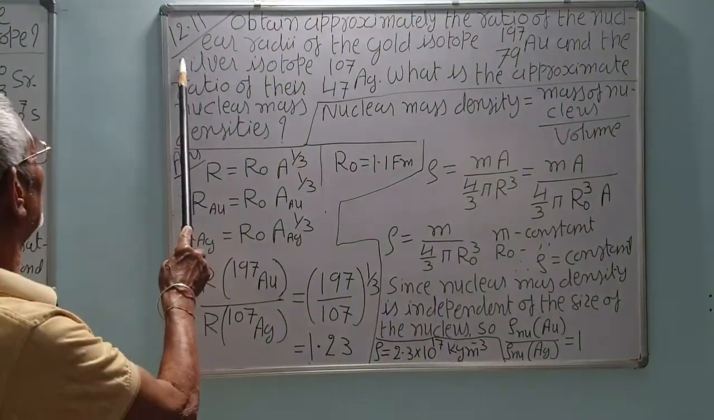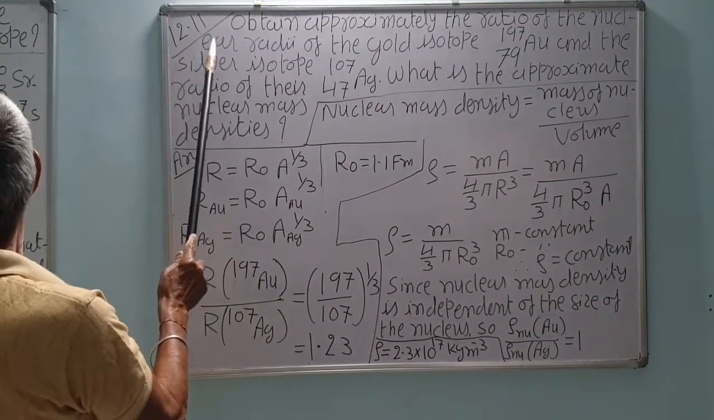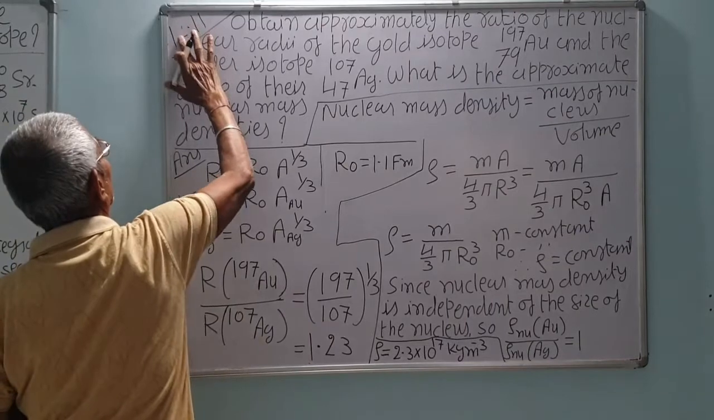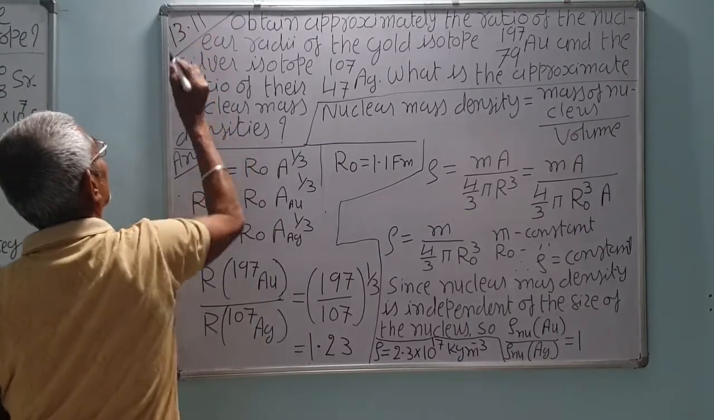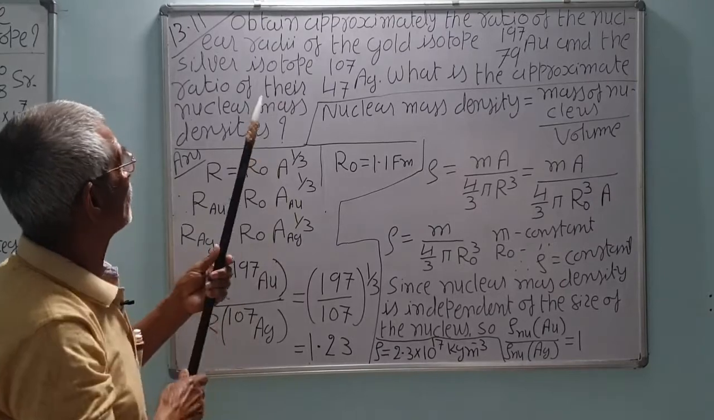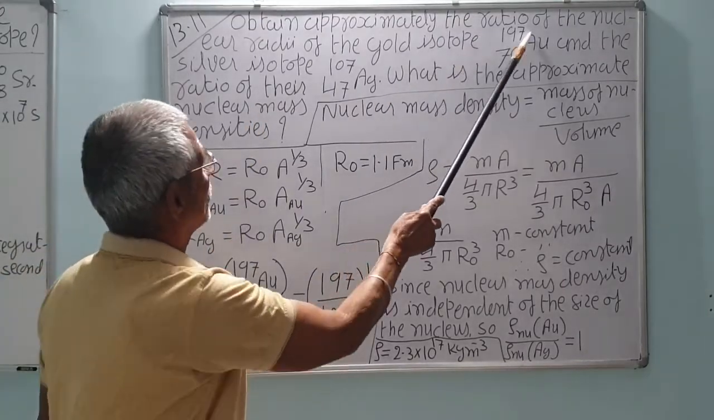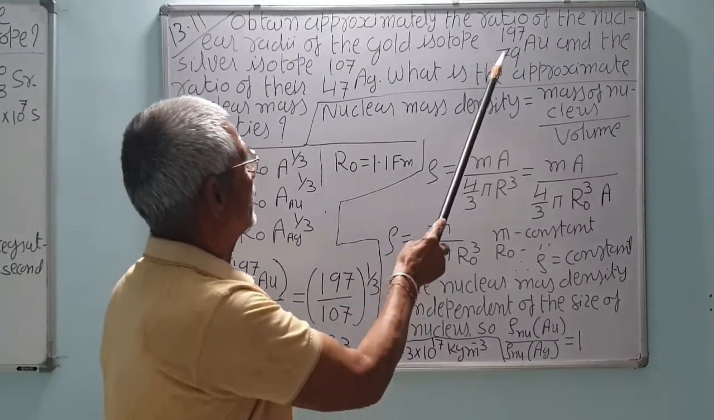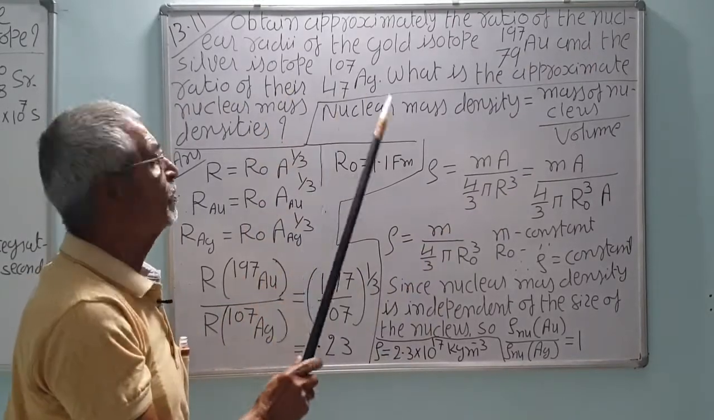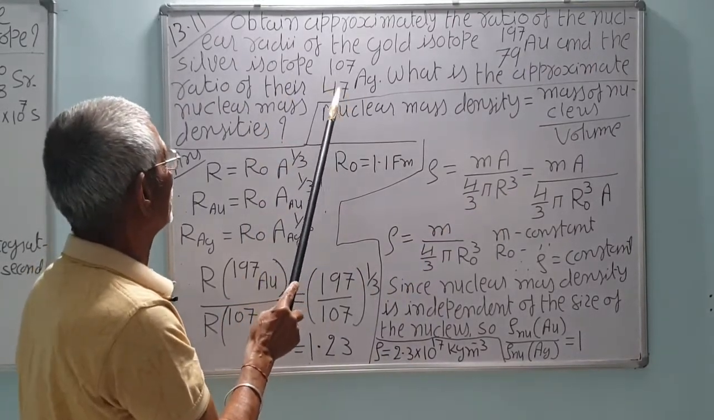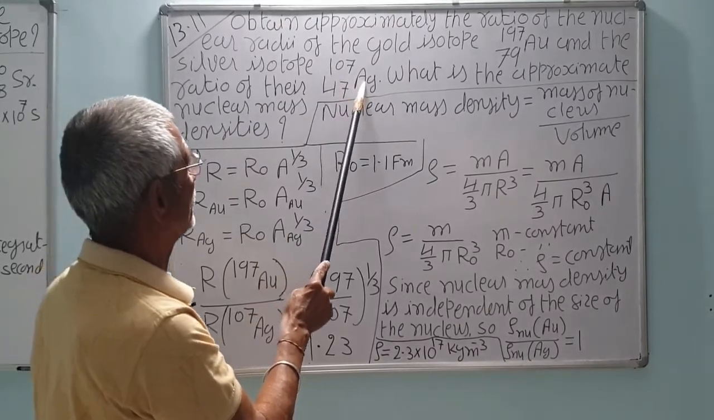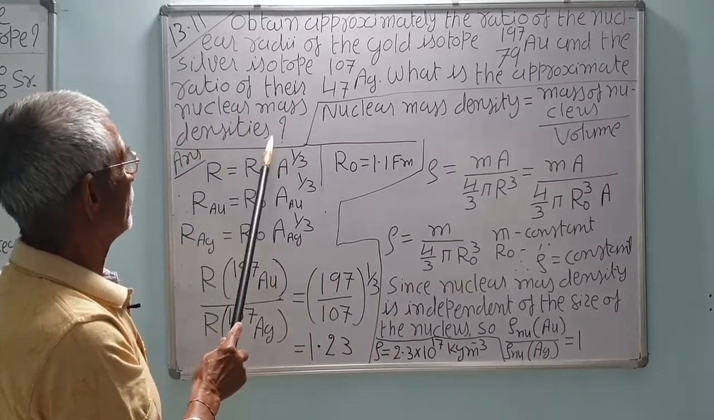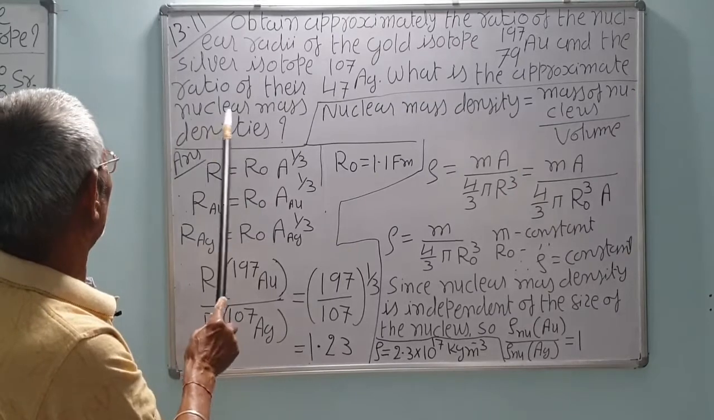Next example 13.11. Obtain approximately the ratio of the nuclear radii of the gold isotope 79, 197 and the silver isotope 47, 107. This is the atomic number, this is the atomic mass number of Ag, that is silver. What is the approximate nuclear mass density? What is the ratio of the radii and the nuclear mass density?